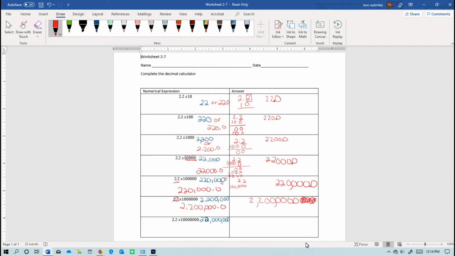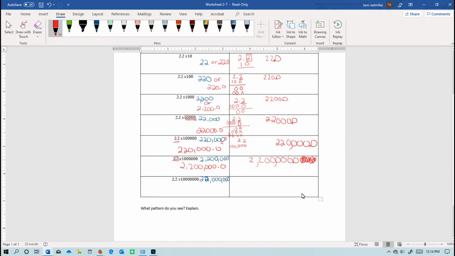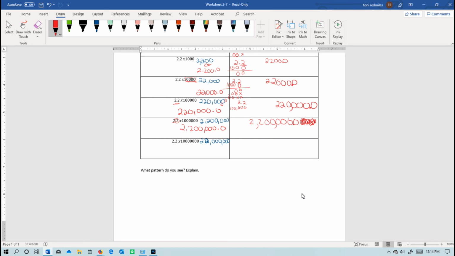All right, the last one in our decimal calculator. I have 1, 2, 3, 4, 5, 6, 7 zeros. So I'm going to add 7 zeros to the end of my number. 1, 2, 3, 4, 5, 6, 7. But I only should have one decimal place.